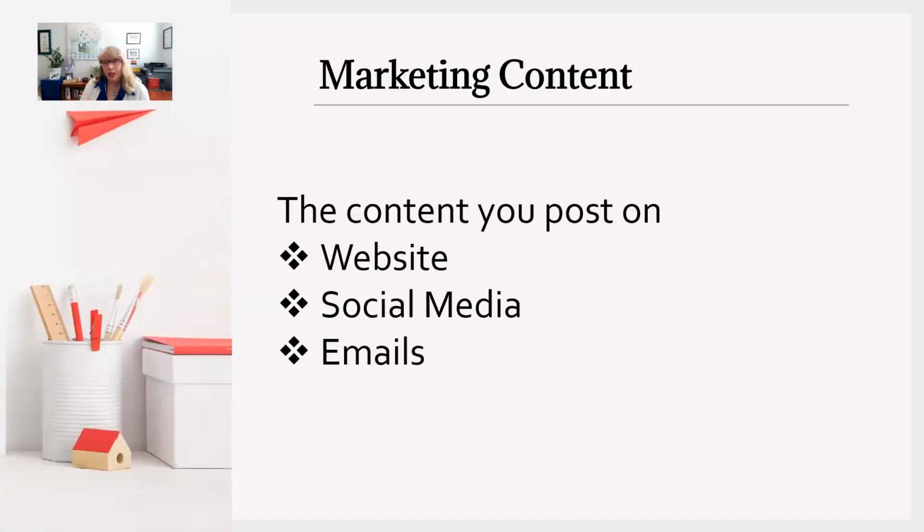When we talk about marketing content, I'm talking about the content you'll post on your website, the content you're going to post on social media, and content that you would include in emails. Typically email marketing lists is what I'm referring to when we talk about email marketing content. Those are the three main types of marketing content that we typically look at when we're talking about the content marketing edge. So you've got your website with the content on there, but you also have marketing content on social media and in your emails.